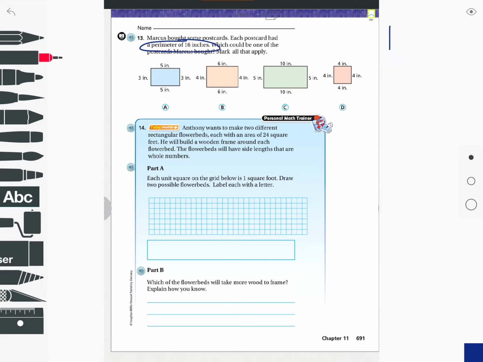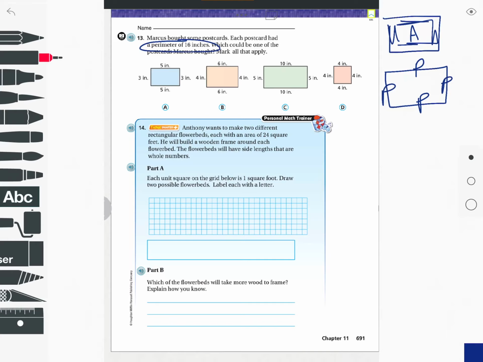So remember that if I'm talking about the inside of a shape, that's the area. But if I want to know the measurement of the outside of a shape, that is perimeter. So I need to find the perimeter of all four shapes. So it has to be a perimeter of 16.